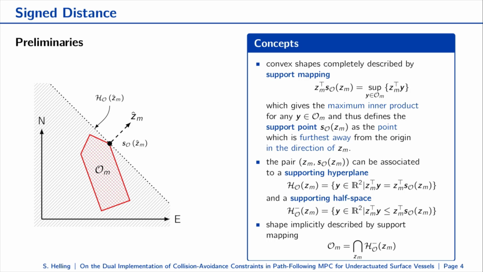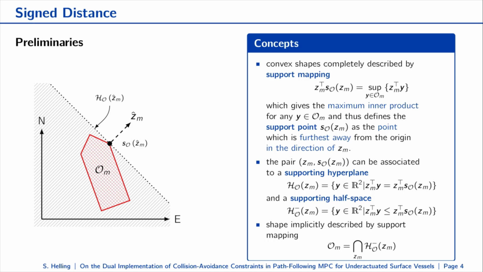Every convex shape is completely described by a support mapping given by the equation on the top right, which gives the maximum inner product for a direction z and therefore defines the support point, which you can see on the left as the black dot. This point is always an element of the considered convex shape. The direction z together with the support point s can be used to define a supporting hyperplane and half space, which you can see as the dotted line and the diagonal space left of it respectively.